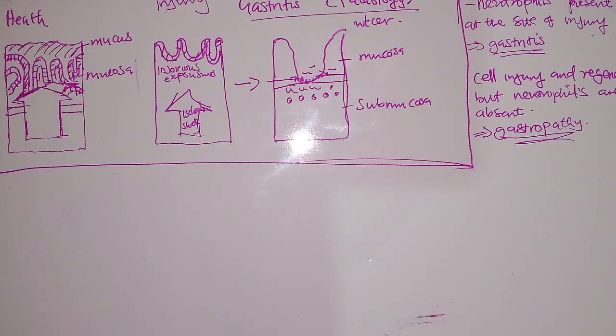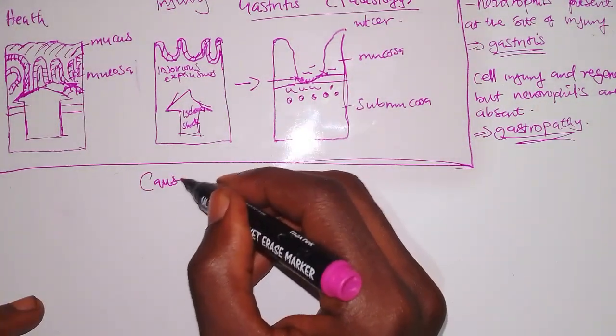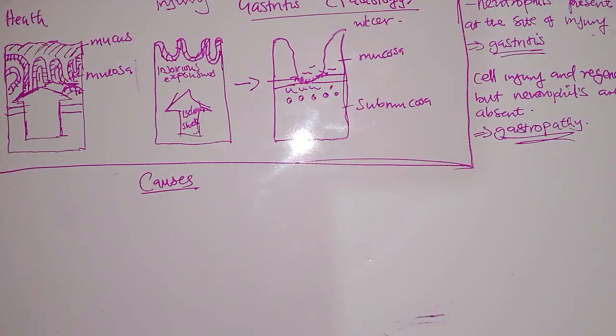Now that you have understood what gastritis means and the other term we can use, we are going to look at some causes of gastritis. Some of the causes are drugs known as non-steroidal anti-inflammatory drugs, such as aspirin and brufen. Those drugs can cause gastritis or ulcers. We'll see in the pathogenesis how these drugs can cause ulcers.